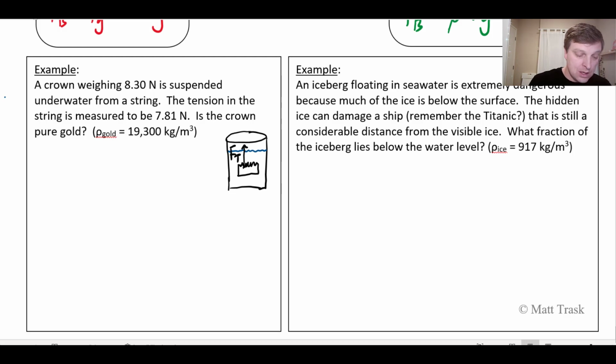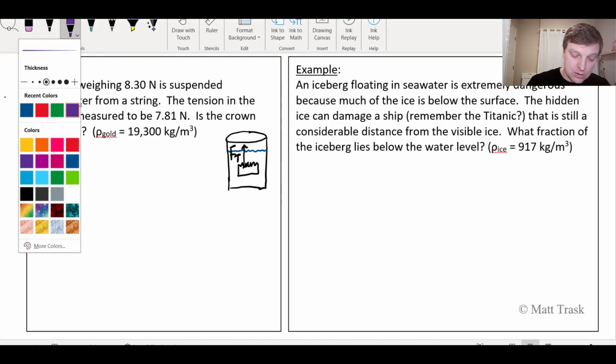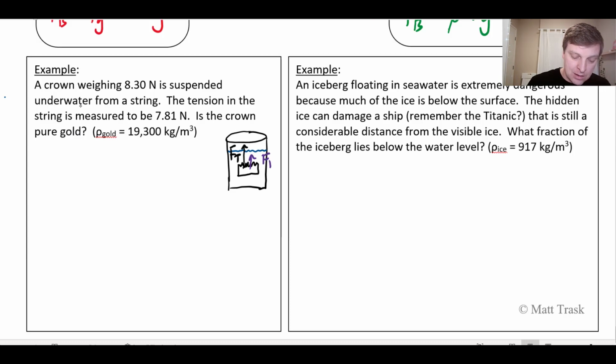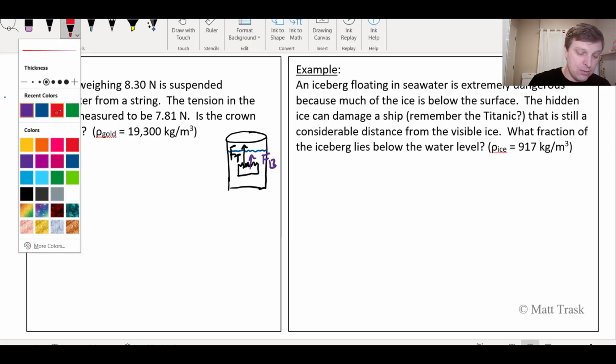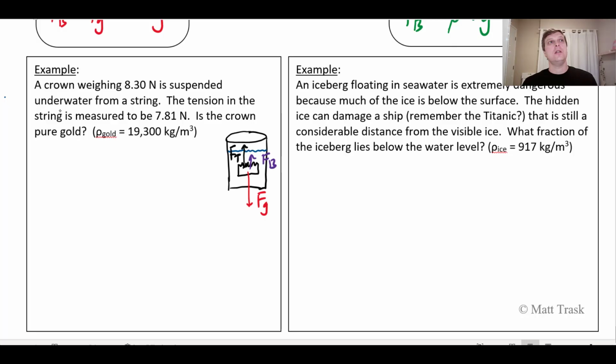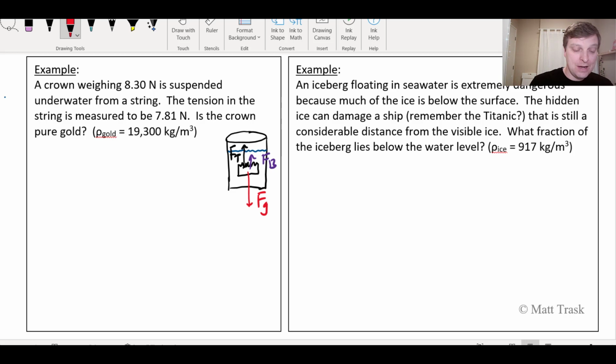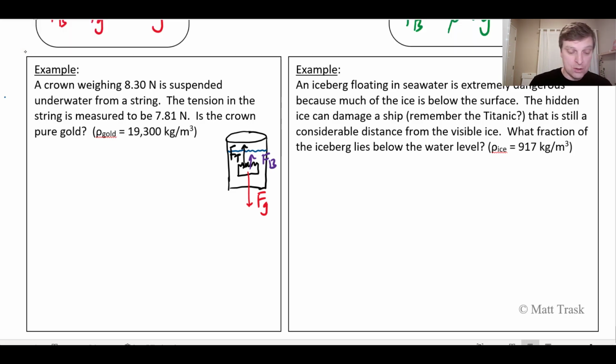So there's a tension force, and then there's a buoyancy force that's also supporting the crown, Fb. And then of course there's a weight pulling down. So this is a good example where this object would sink, but because we're supporting it with an additional tension force, then it floats. So the first thing to recognize is we can find the buoyancy force, because we know that, for example, Fg would just equal Ft plus Fb. So those two up forces are the same as that one down force, which means the buoyancy force is just the difference between the weight and the tension.